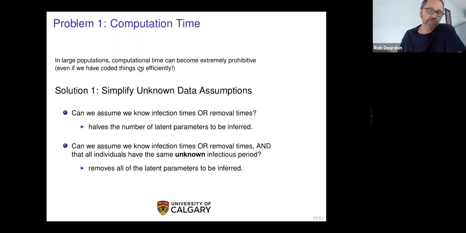If we can assume we know the infection times or the removal times, but also assume that everybody has the same infectious period, it might be an unknown infectious period, but everybody has the same, then that removes all of the latent parameters to be inferred, and I just get back to the situation of needing to infer the model parameters. So we really have to think that computation becomes a real problem in these things, and how realistic can we make this model before it becomes computationally intractable and then useless? If I do an analysis of COVID-19 that takes 6 months to run, that might be fine after the fact, but it's not going to be any good for helping to formulate policy as things are going.